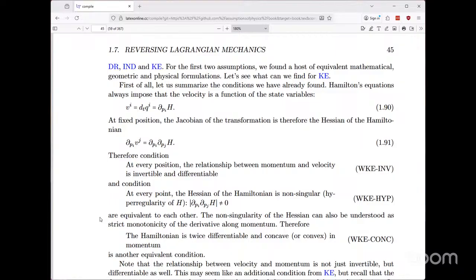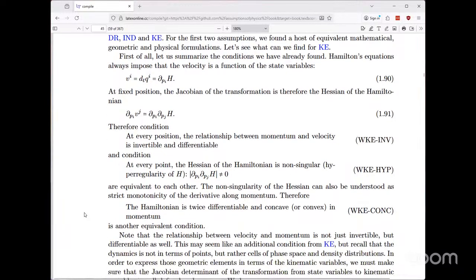First of all, let us summarize the conditions we have already found. Hamilton's equations always impose that the velocity is a function of the state variables, equation 1.9, so that's v_i equals dt q_i, which is partial p_i of the Hamiltonian. At fixed position, the Jacobian of the transformation is therefore the Hessian of the Hamiltonian, which is written in equation 1.91.